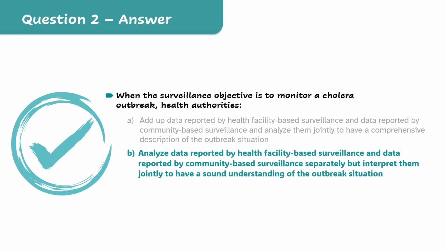The correct answer is B. Health authorities analyze data reported by health facility-based surveillance and data reported by community-based surveillance separately, but interpret them jointly to have a sound understanding of the outbreak situation.